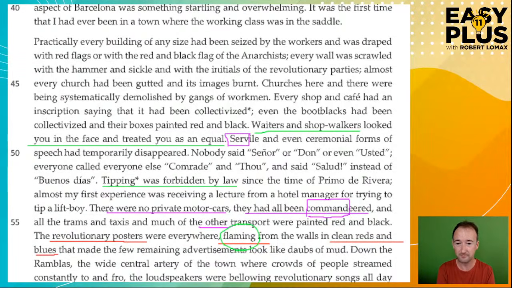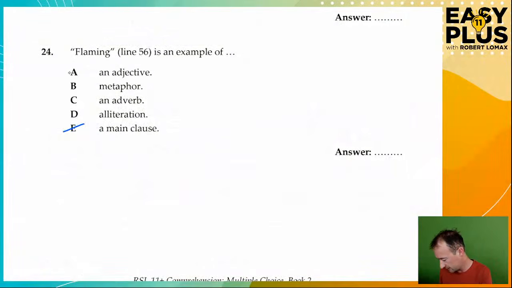Flaming from the walls. The revolutionary posters were everywhere, flaming from the walls, running from the walls, bursting from the walls, spitting from the walls. Why am I doing this? Because I'm trying to fill it in with all kinds of words that might fit. And they are all verbs, clearly. They're doing words, what these posters were doing from the walls. So it is not an adjective, it is not an adverb, and it's not a main clause.